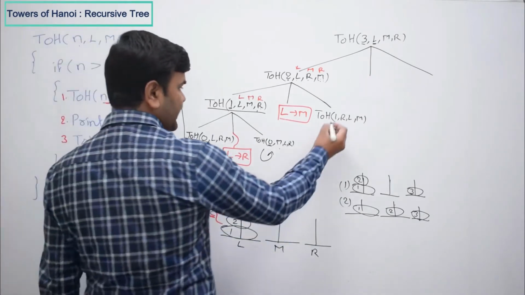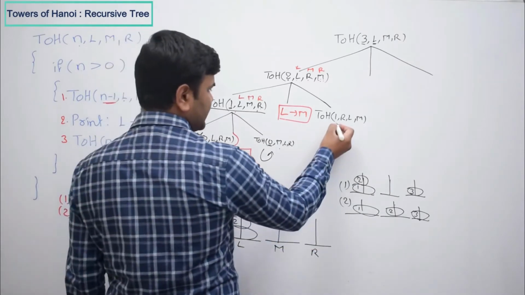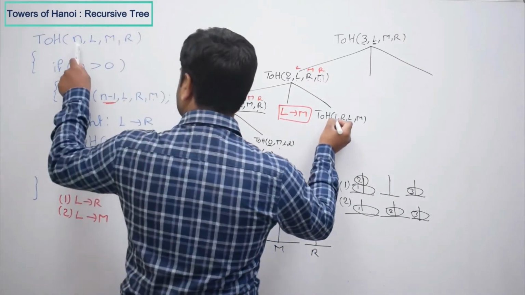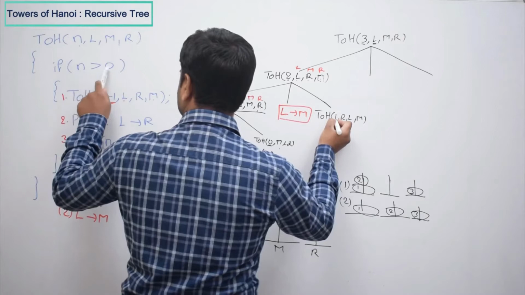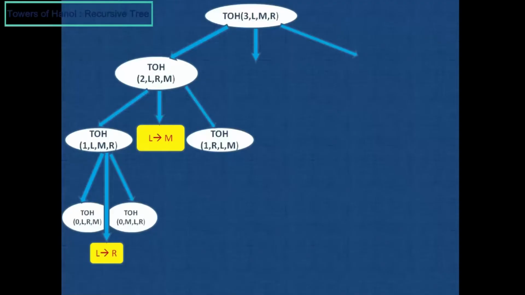So now how you worked with 1 here, the same way you have to work here also. n is 1, 1 greater than 0, condition true. So it is going to execute those 3 statements. So again, towers of Hanoi, n will become 0.